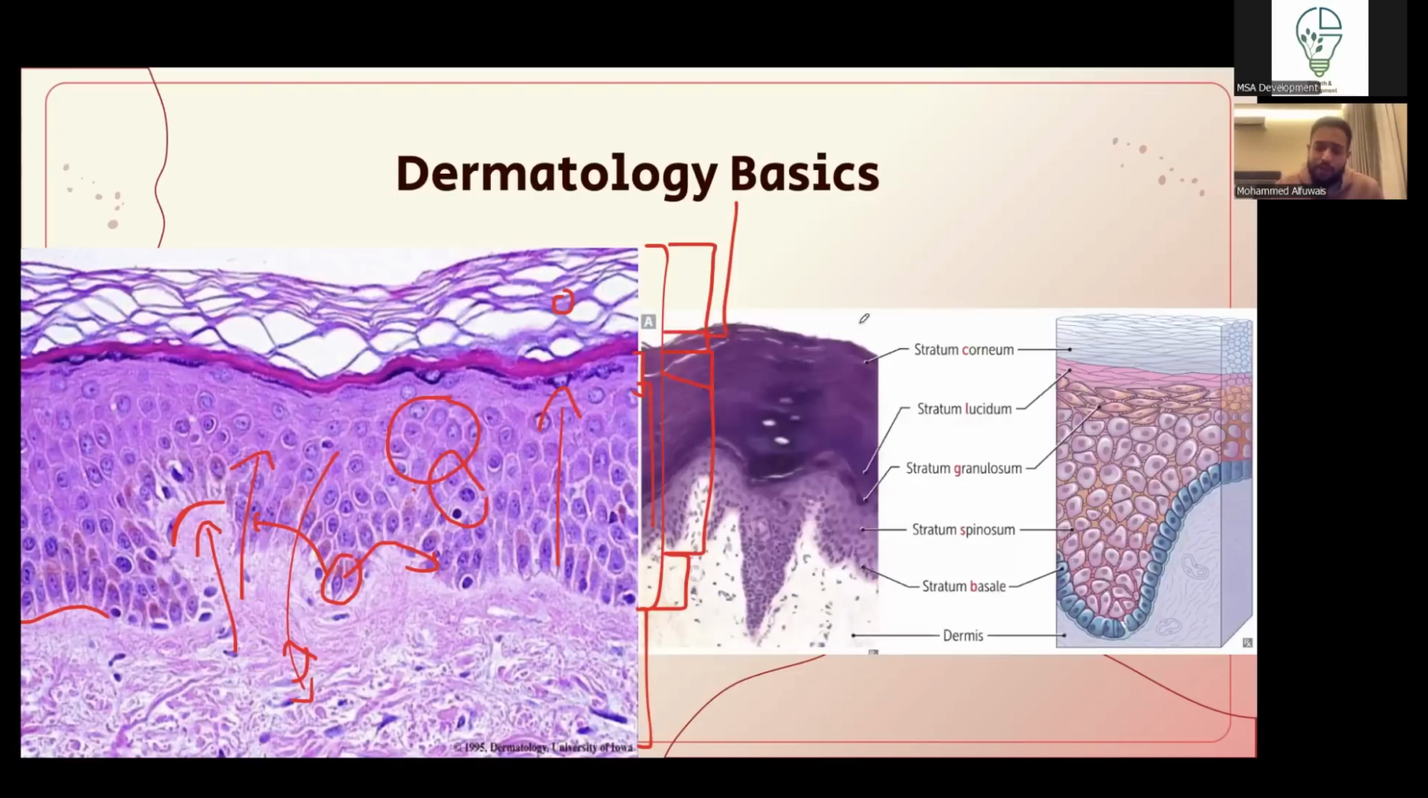Now this is just explaining again all the layers. Is everything till now clear?